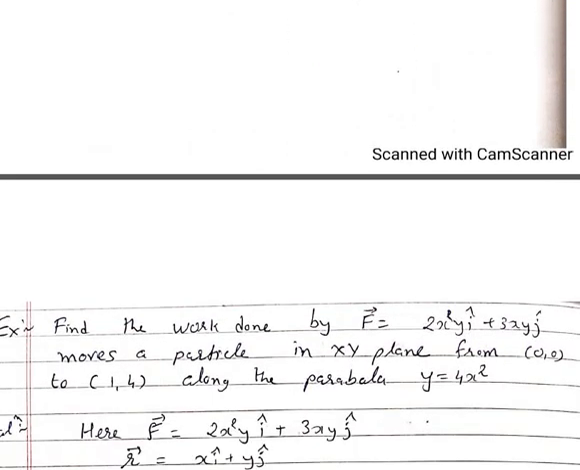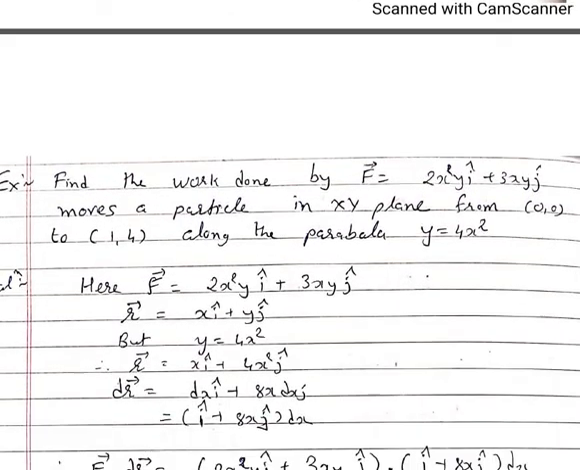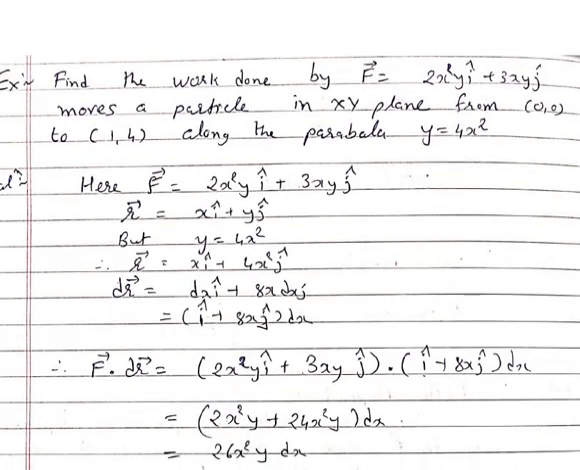Now we are going to check the example. First example: find the work done by the force field F bar equal to 2x square y i plus 3xy j that moves a particle in the xy plane from (0,0) to (1,4) along the parabola y equals 4x square. That means here you have been given the curve y equals 4x square and the particle is moving from (0,0) to (1,4). So you have to find the integration from (0,0) to (1,4).